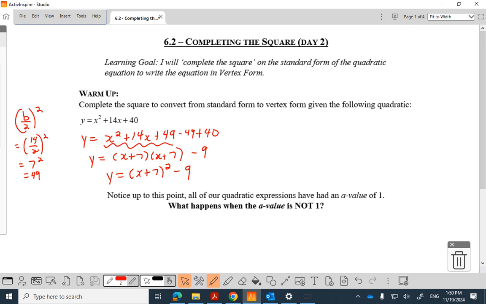Okay. Up to this point, all a values have been 1. Today, what happens if a is not 1? Before I switch the page, I'm going to tell you what I'm going to do. It's actually pretty simple. If the a value is not 1, I'm going to common factor it off. Then I'm going to do what we did there, and then I'm going to multiply the a back in. Sounds not bad. You practice it, it's not bad.